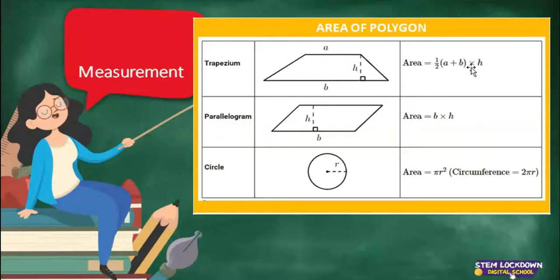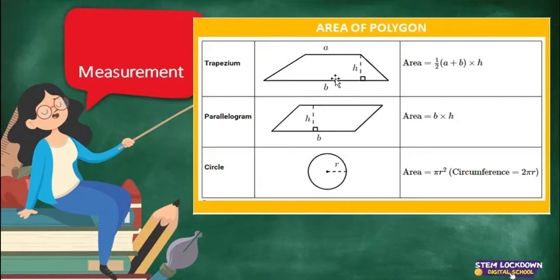The area for a trapezium again is half (A plus B) times H, or simply put, half times the sum of the parallel sides multiplied by the height. We need to learn all these formulas so that we can have a good grasp of our mathematics.